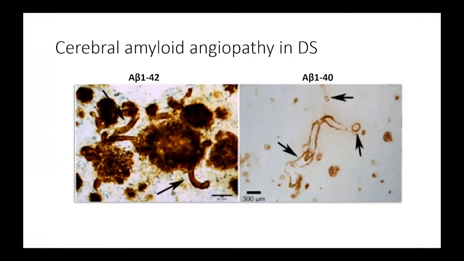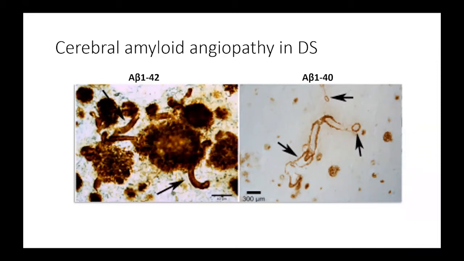And when you look at cerebral amyloid angiopathy in the brains of people with Down syndrome, here's just two immunohistochemistry stains, one for A-beta-42 and one for A-beta-40, with A-beta-40 being more soluble and typically more tightly coupled to CAA. We can see buckets of plaques, but you can also see these blood vessels with A-beta-42 absolutely caked on them. And when you look at A-beta-40, again, tons of blood vessels in the brains of people with Down syndrome have A-beta associated with them.